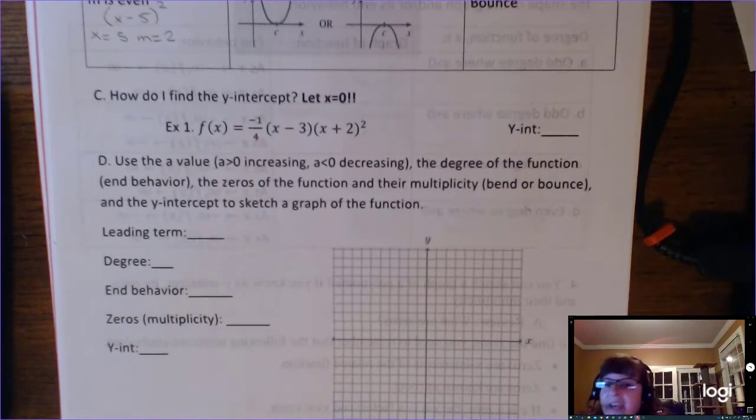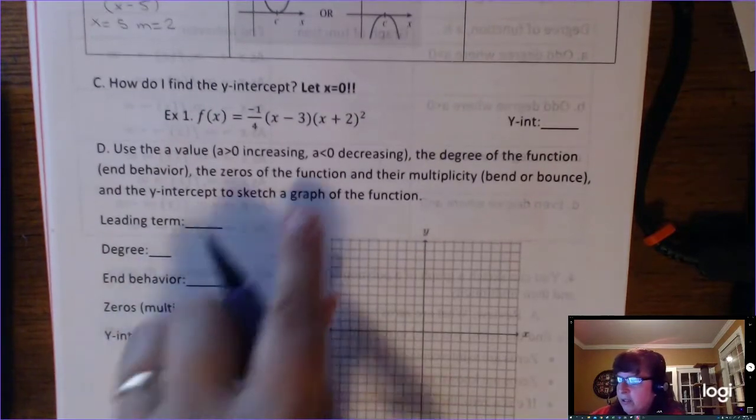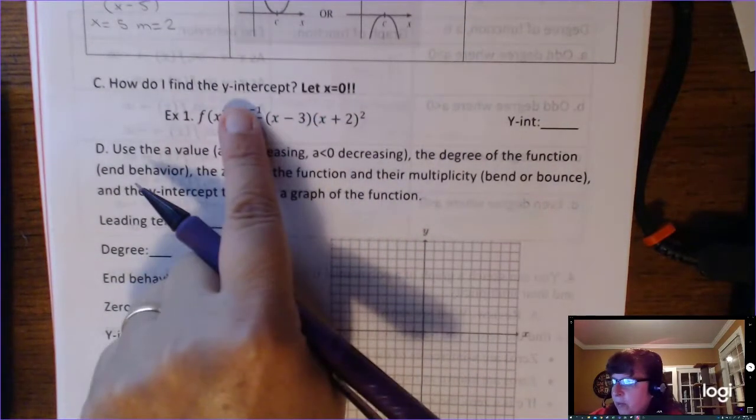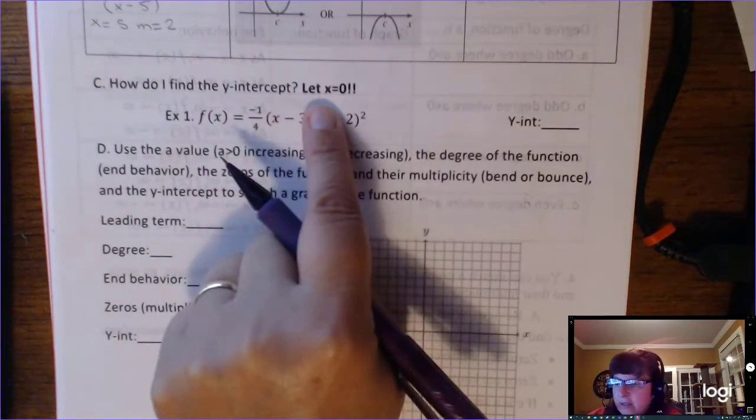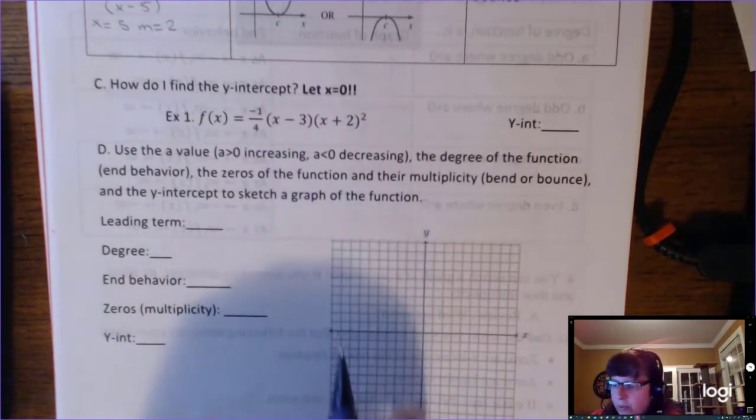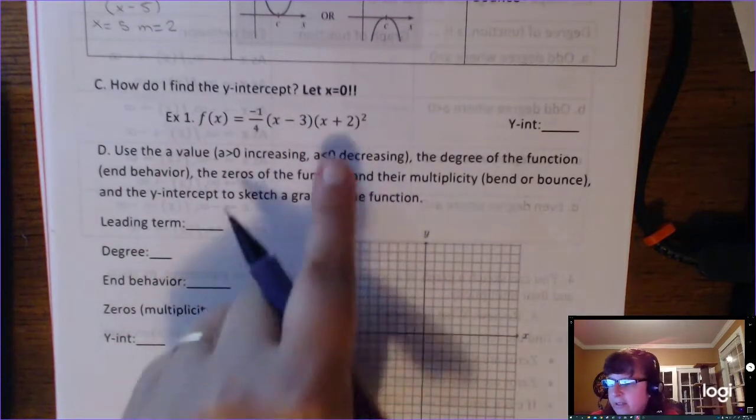Now this is factored form, it's not multiplied out. So I'm going to show you how to find the y-intercept and the leading term. Let's do the y-intercept first. Remember, y-intercept universally, you find when x is 0, because the y-intercept is on the y-axis, and that's when x is 0.